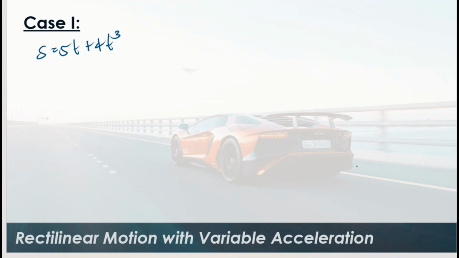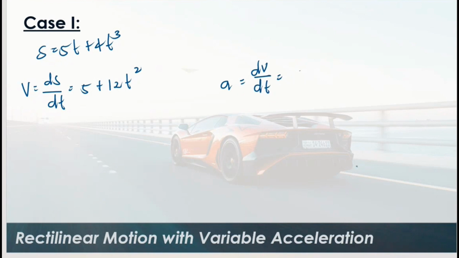4t cubed. Okay, so from that, we know that the velocity is the derivative of displacement with respect to time. So velocity will be equal to 5 plus 12t squared. And we know that acceleration is equal to the first derivative of velocity with respect to time. So that is equal to 24t, coming from here, 5 plus 12t squared.